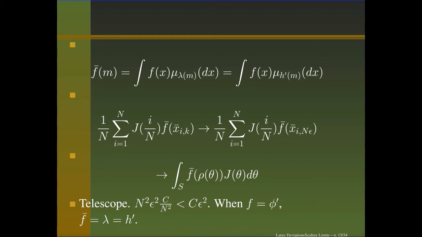And so one can succeed in replacing x bar i,k by x bar i, n epsilon. It's a little technical, one has to actually get the estimates to prove it, but it's all in the Dirichlet form. And basically, it's not a difficult thing to show.